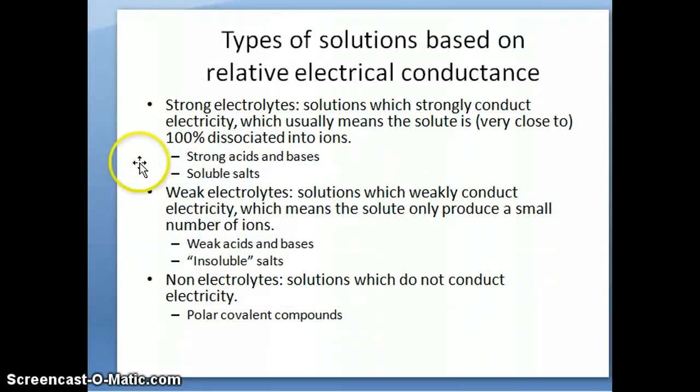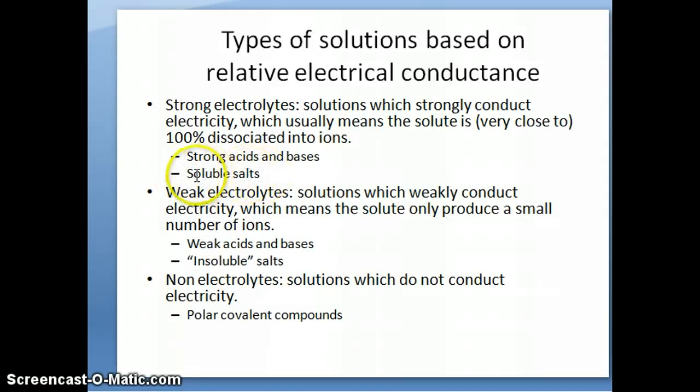So remember that in the previous video, one of the things we discussed was this idea that we can differentiate between different types of aqueous solution using their ability to conduct electricity. We call solutions that conduct electricity strongly strong electrolytes, those that don't conduct very strongly weak electrolytes, and those that don't conduct at all non-electrolytes.